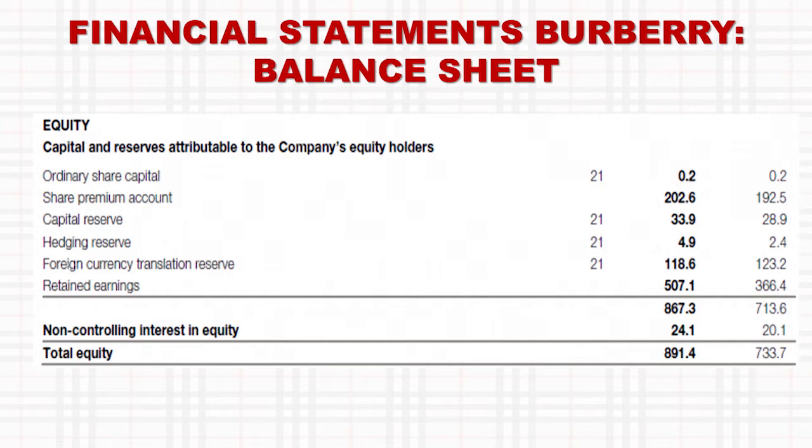We call it share premium account or premium account. Then we get a capital reserve. We put all the reserves together. Then we get a hedging reserve. We get foreign currency translation reserve.